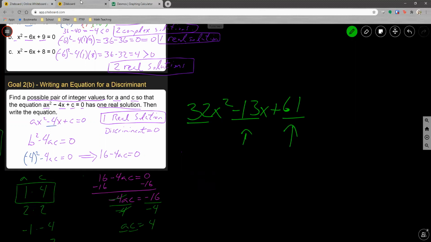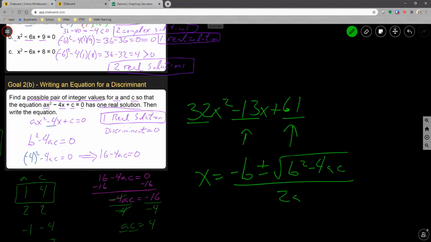But you could do this, and you could find a solution or two solutions, and that would be your x values. And it'll work every single time, as long as you follow that equation. x equals negative b plus or minus the square root of b squared minus 4ac divided by 2a.